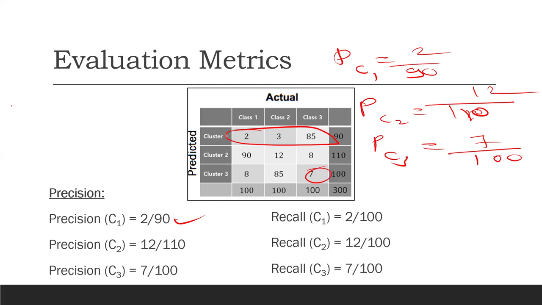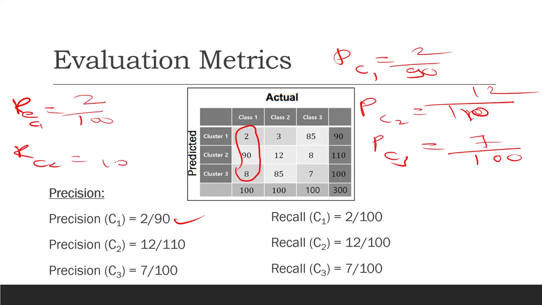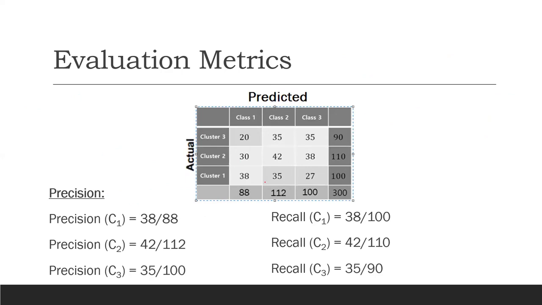Similarly, if I look at the recall of class 1, recall is actual, so now we need to think this way. So 2 over 100. Similarly, recall of class 2, 12 over 100, right? Recall of class 3, 7 over 100, right? So these are the recall values, right?